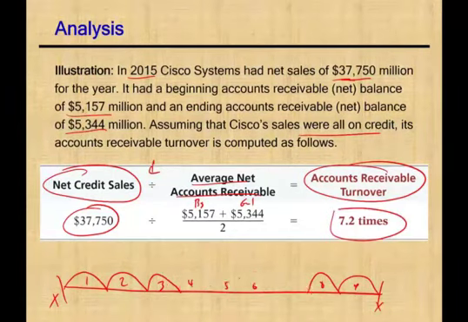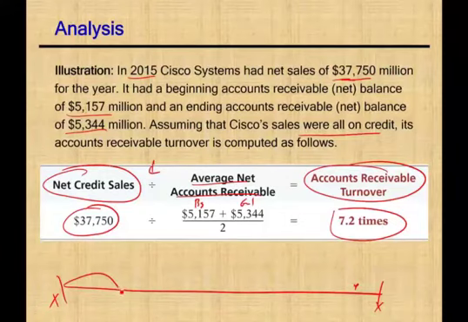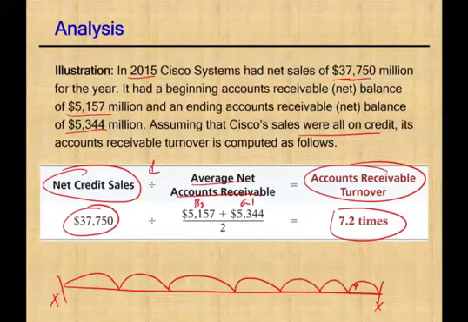Let me show you this on a timeline. Say 1, 2, 3, 4, 5, 6, 7. I'm just going to make it 7 times. So they sell, then they collect their money, sell, collect their money. On average, they collect the receivable 7.2 times.